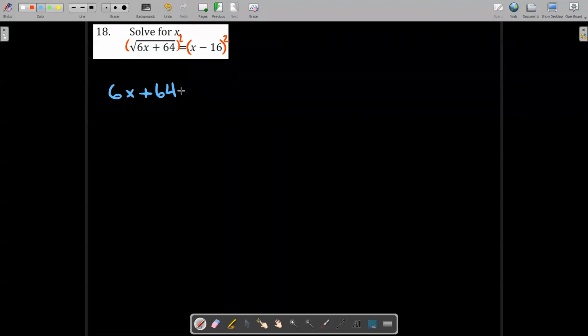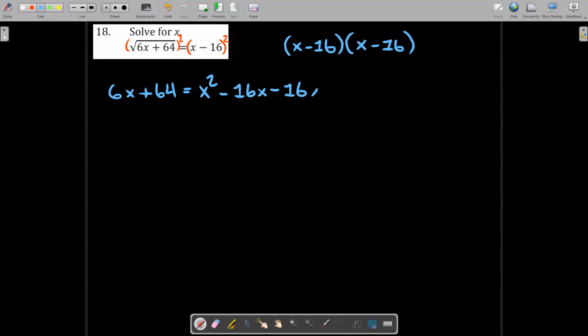It's supposed to look like a plus sign. Equals, I can't just square each one of these numbers individually. I have to do x minus 16 times x minus 16. And you can set up a box method if you want to, but I'm just going to hippity hoppity. X times x is x squared. X times negative 16 is negative 16x. Negative 16 times x is also negative 16x. It's a perfect square trinomial. Negative 16 times negative 16 is positive 256.